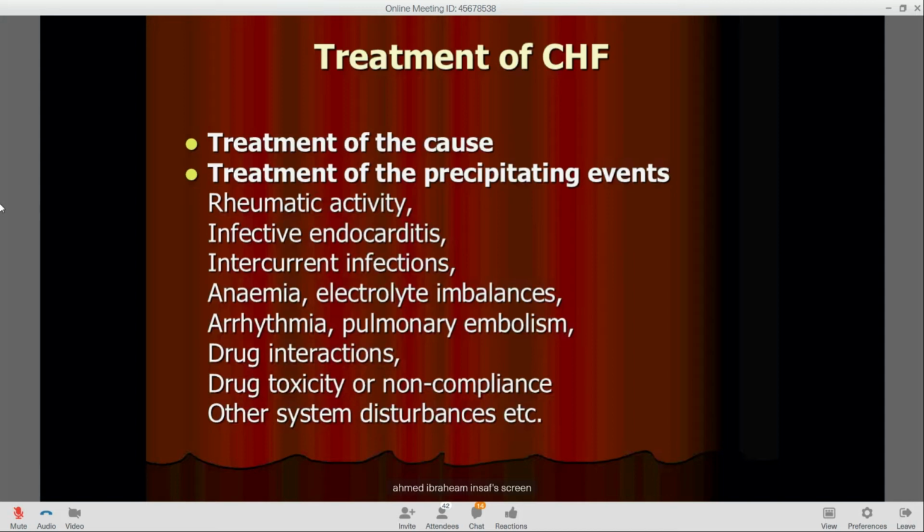For the treatment, you have to look for the precipitating event. Look for fever, physical activity, infective endocarditis. Look for anemia, electrolyte disturbance, hypoglycemia, hypocalcemia, arrhythmia, drugs, and sepsis.